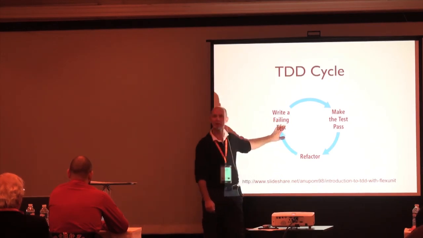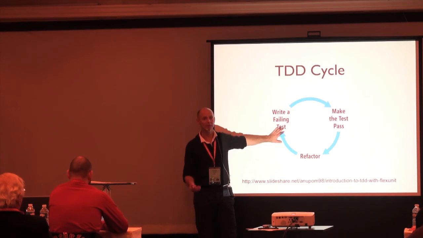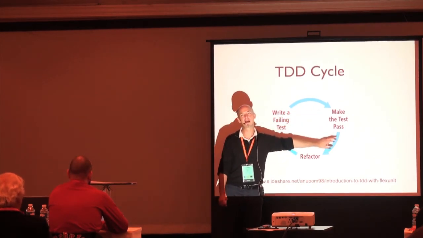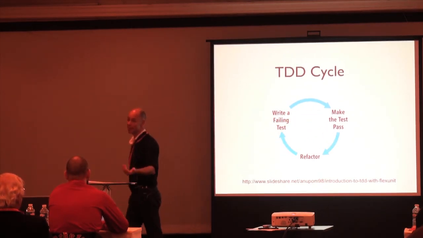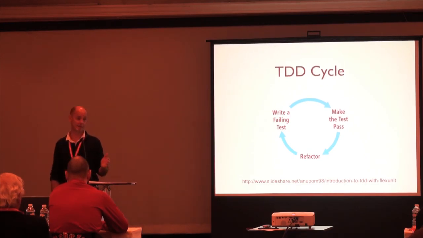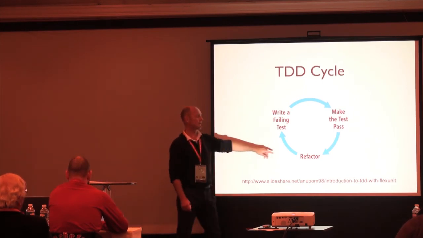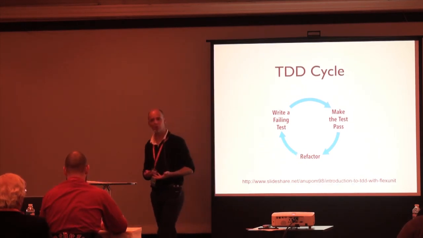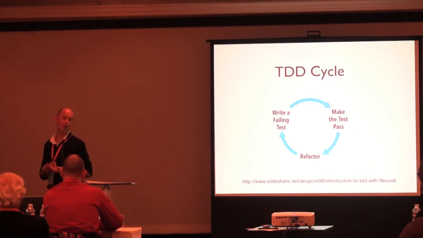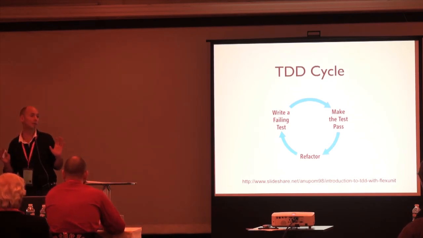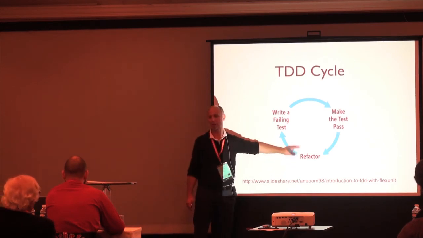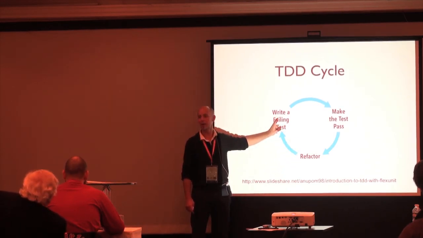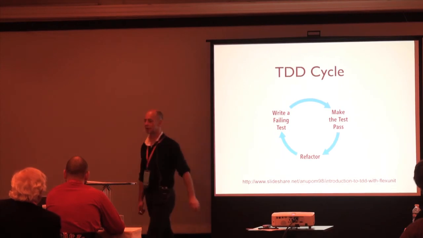You start by writing a failing test, because if your test is not failing, you won't learn anything. So first of all, your test should fail. Then you write the minimal code in order to make your test pass. And when your test passes, you can do what is called refactoring. You can improve the internal quality of your code. But you're quite sure of what you're doing, because if you break anything, the test will fail. So this is the TDD cycle.